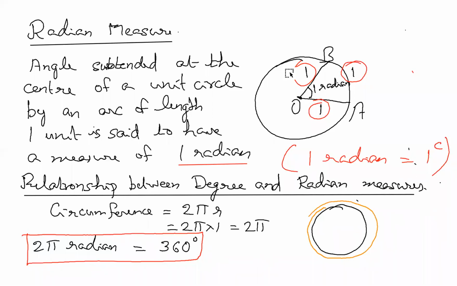So please write this. 2 pi radian is equal to 360 degrees. And pi radian is equal to 180 degrees.